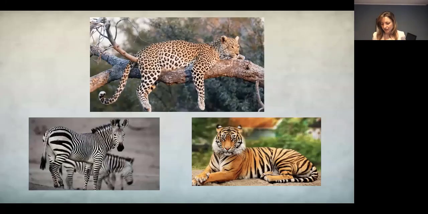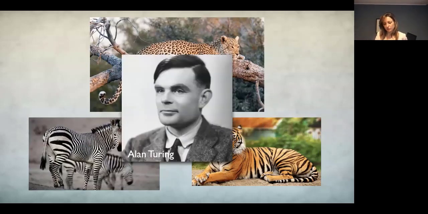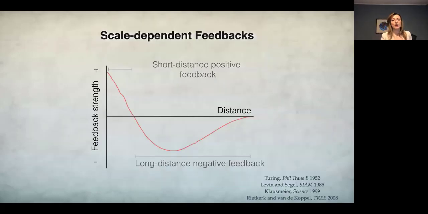Of course, these patterns are not new. They should have immediately made you think of animal coat patterns. And the person who proposed the first model for how this kind of pattern might arise without any physical template was Turing. He was really obsessed with this question: how could you get this emergent regularity without any physical template that says this is where the black stripe has to go and this is where the white stripe has to go? And he proposed a very simple system, which we refer to as scale-dependent feedbacks.